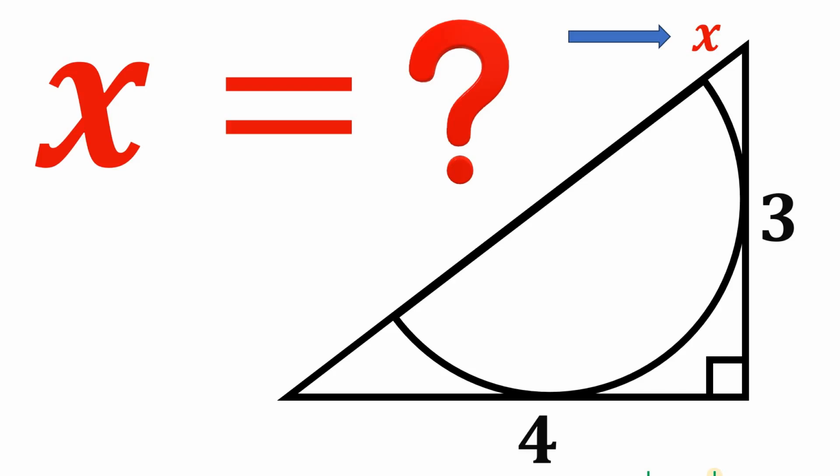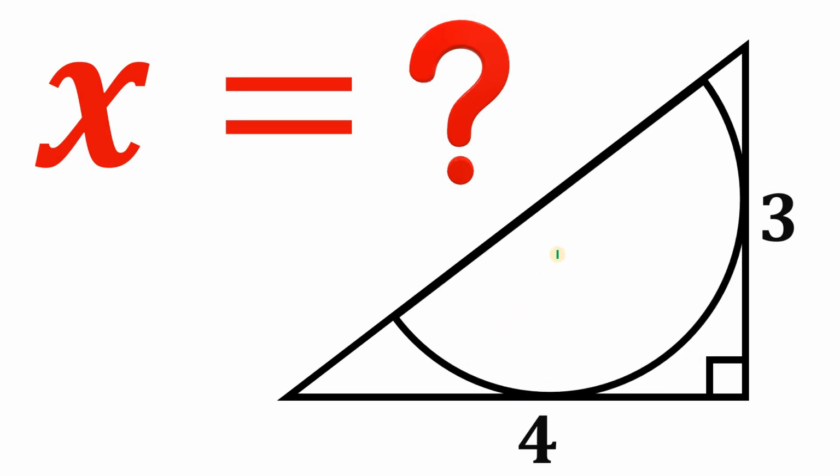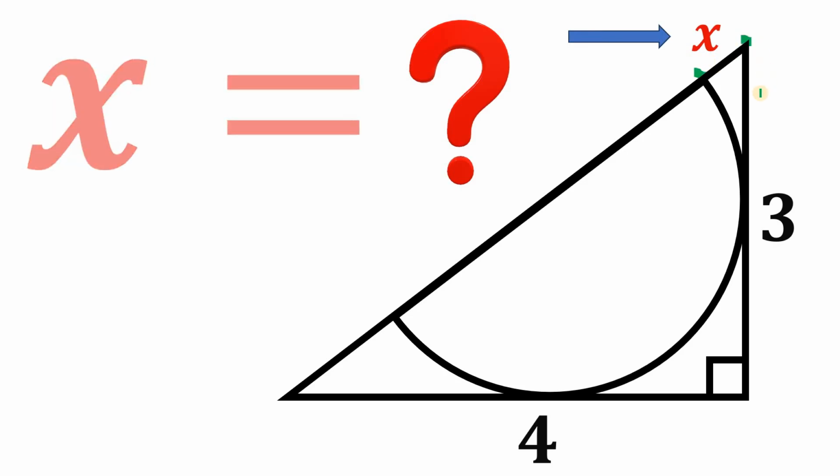For today's question, we will answer this geometry challenge, and here's the question. Given this right triangle with legs 3 and 4 units, inside of this right triangle, let's draw a semicircle. And now, the question is, what is the length of this segment, X? Now pause this video right now and see if you can answer this question, because I will show you the solution in 3, 2, 1.